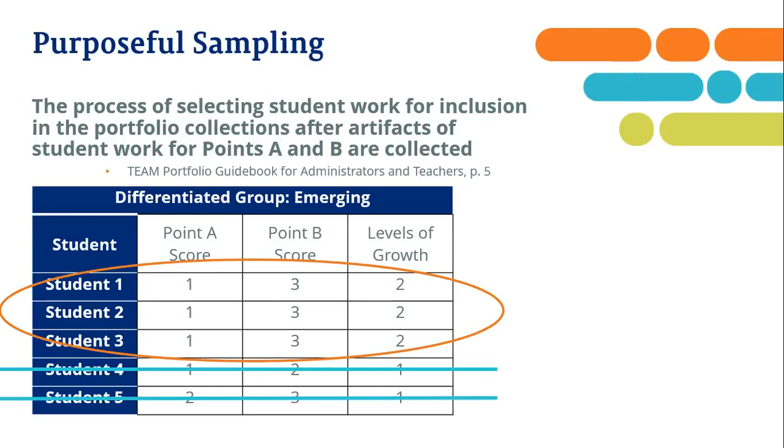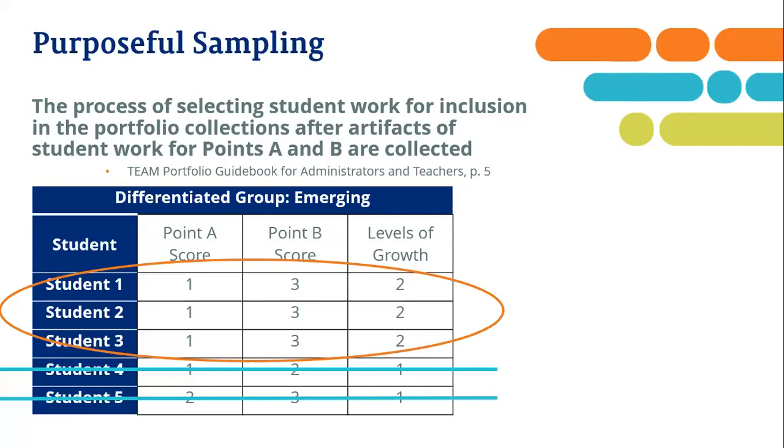The teacher will then conduct purposeful sampling. Purposeful sampling is the process of selecting student work for inclusion in the portfolio collections. This means the teacher will determine which student work sample pairs, points A and B, to submit for each of the differentiated groups of a portfolio collection. The student work chosen for each differentiated group should be representative of the growth within that differentiated group.